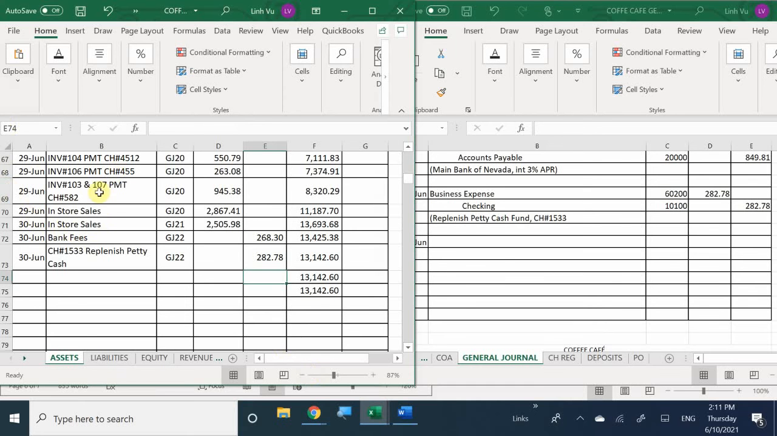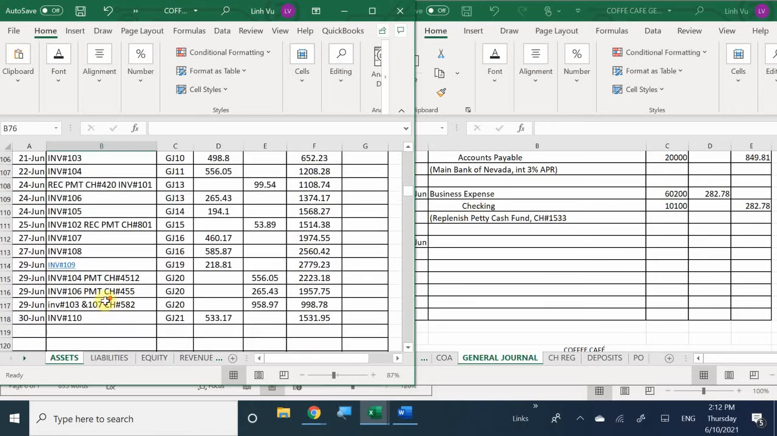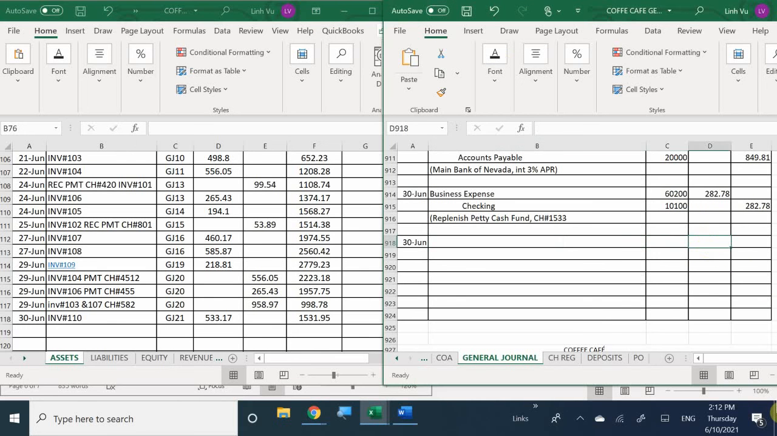Okay, so accounts receivable. Here we are. What is our account balance right now? 1,531.95. All right, so we need to calculate 5%. That gives us, if I round it up, $76.60.